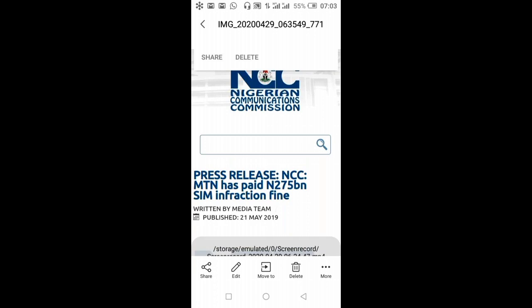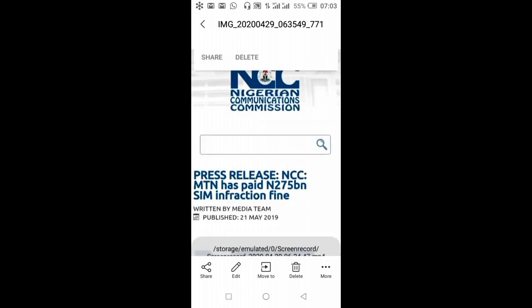Number two, NCC consults with industrial organizations, commercial organizations, and consumer organizations. So these are the stakeholders involved in communication. As consumers, we are also stakeholders. But NCC consults with industrial organizations, commercial organizations, and consumer organizations in taking decisions.